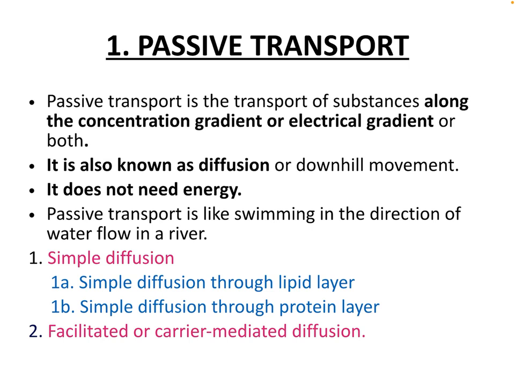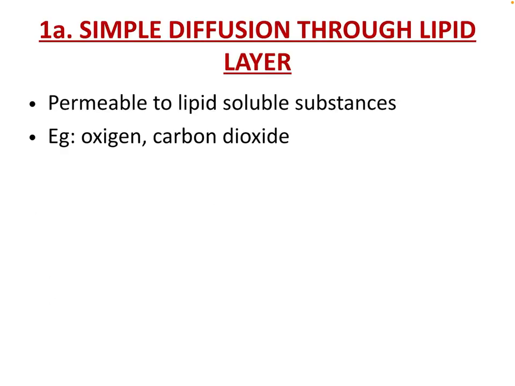Passive transport or diffusion is of two types, that is simple diffusion and facilitated diffusion. Simple diffusion occurs through lipid layer and also through protein layer. Lipid soluble substances such as oxygen, carbon dioxide and alcohol are transported by simple diffusion through the lipid layer of cell membrane.